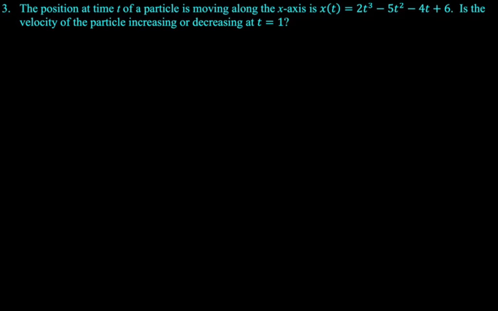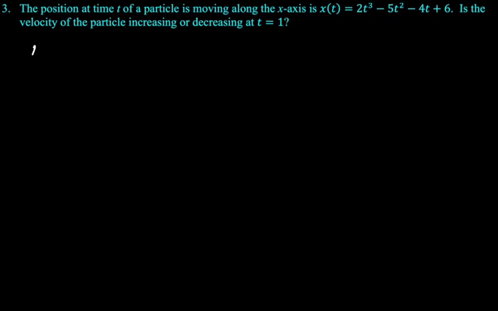All right, number 3. The position at time t of a particle, I don't know. As soon as I said they were good problems, I just messed this one up. Let's say the position at time t of a particle moving along the x-axis is x of t equals 2t cubed minus 5t squared minus 4t plus 6. Is the velocity of the particle increasing or decreasing at t equals 1? This is actually a pretty straightforward question, but it's one level below what maybe you're thinking.